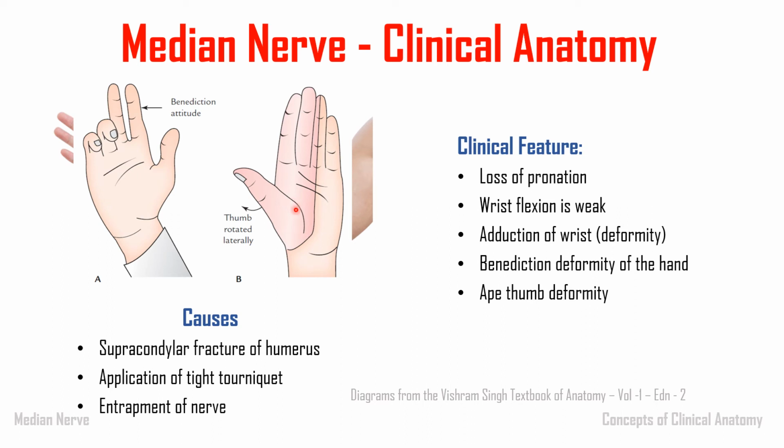Then one more deformity is known as the ape thumb deformity. This happens due to damage to the nerve supply to the thenar muscles, so that leads to lateral rotation of the thumb and adduction, because the adductor pollicis is supplied by the ulnar nerve. So the unopposed action of the adductor pollicis results in ape thumb deformity in median nerve injury.